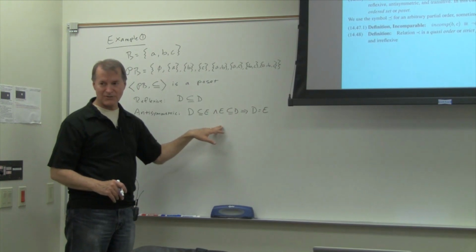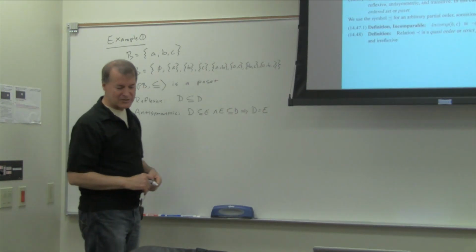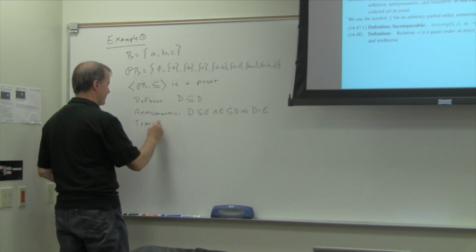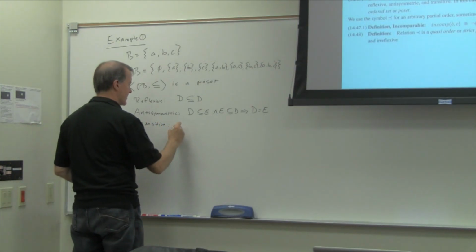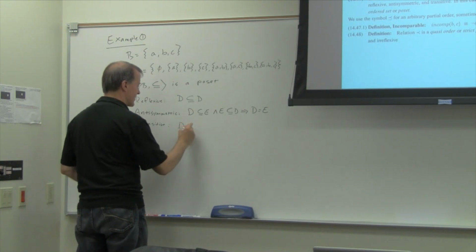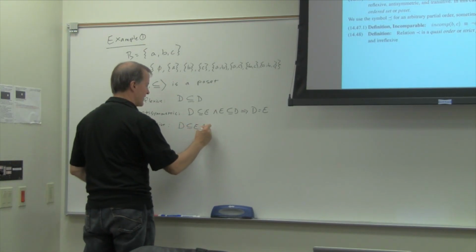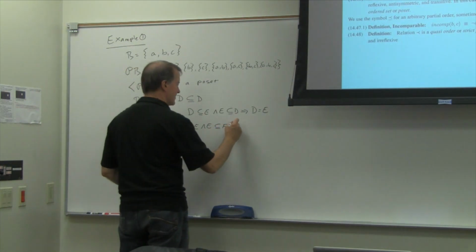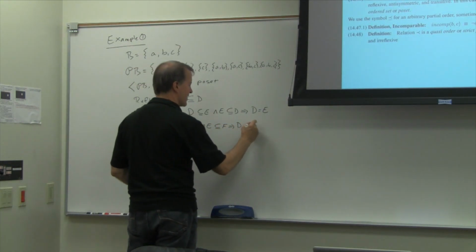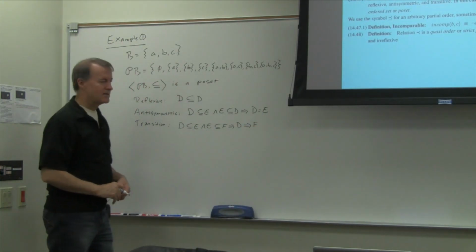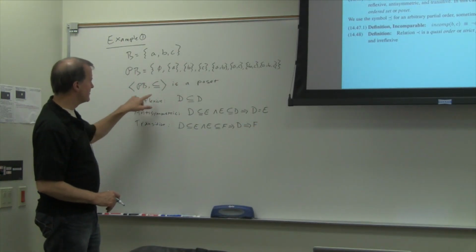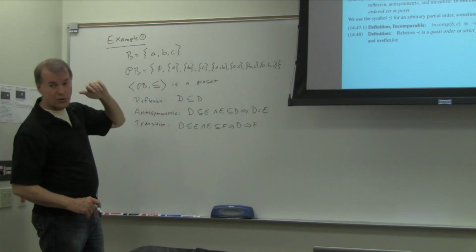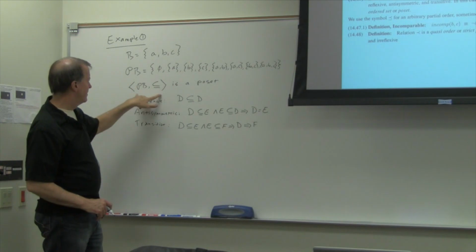And that's true for subsets, right? Okay. And what's the other one? Transitive. So what that says is if D is a subset of E and E is a subset of F, that implies D is a subset of F. And we've seen that before, so it is. Okay, so it's reflexive, antisymmetric, and transitive, so therefore this subset is a partial order, okay?